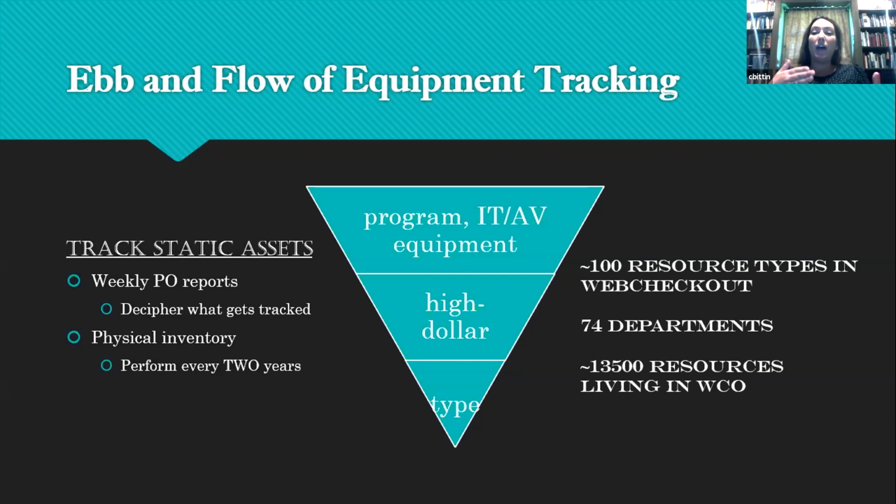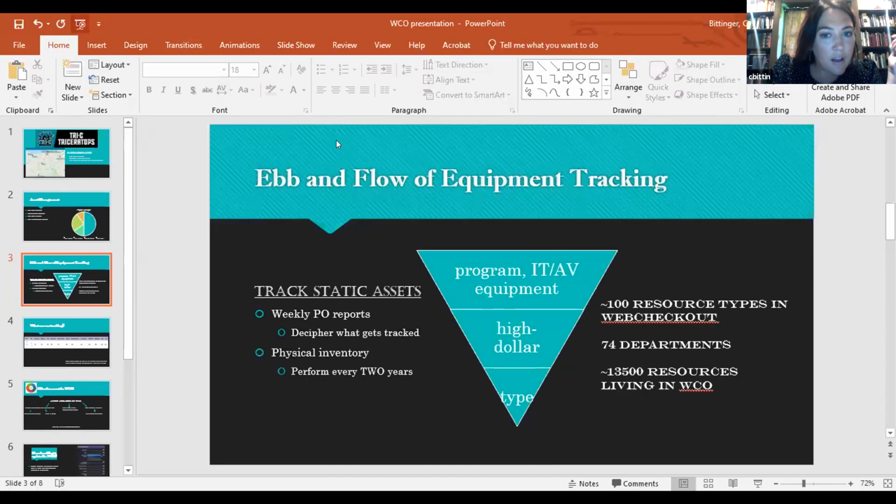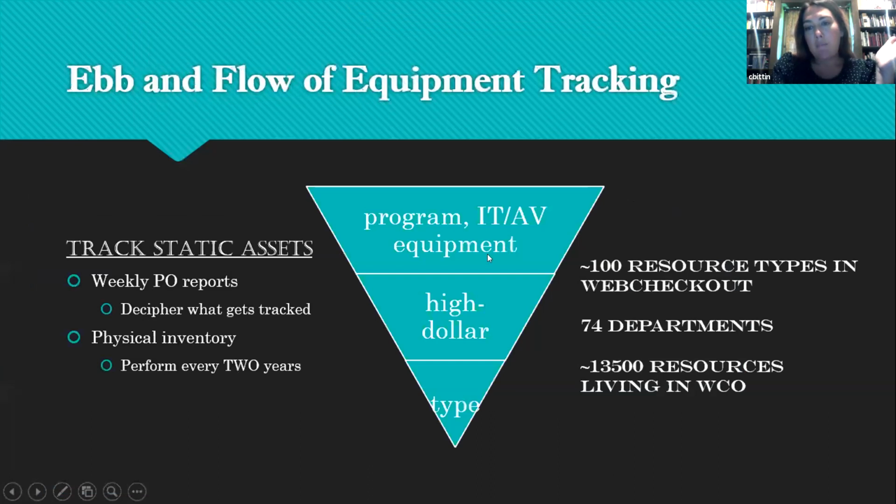So with that, over here, we have around 100 resource types in WebCheckout. When I'm running these reports, I'm wondering, is it AV equipment? Is it IT equipment? Is it lab equipment for biology? Is it lab equipment for chemistry? Things like that that I'm keeping in mind as far as the tracking goes. And that falls under, we have 74 different departments, like I mentioned, biology, chemistry, nursing, IT.